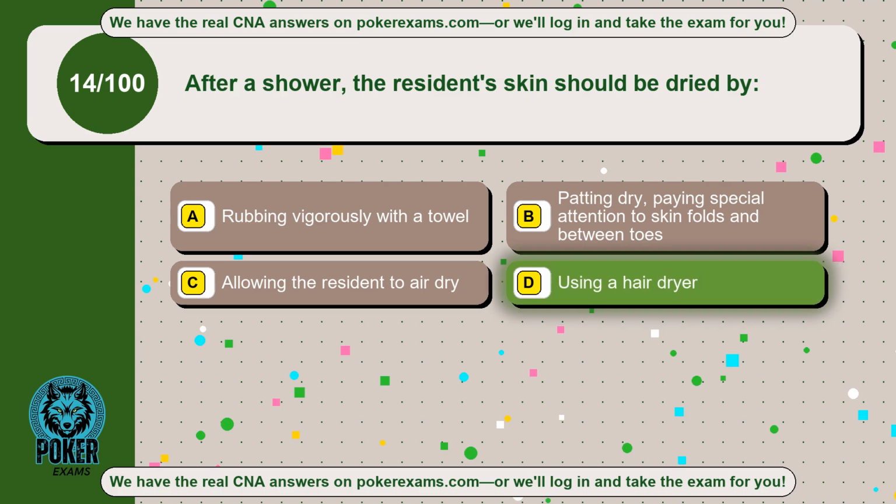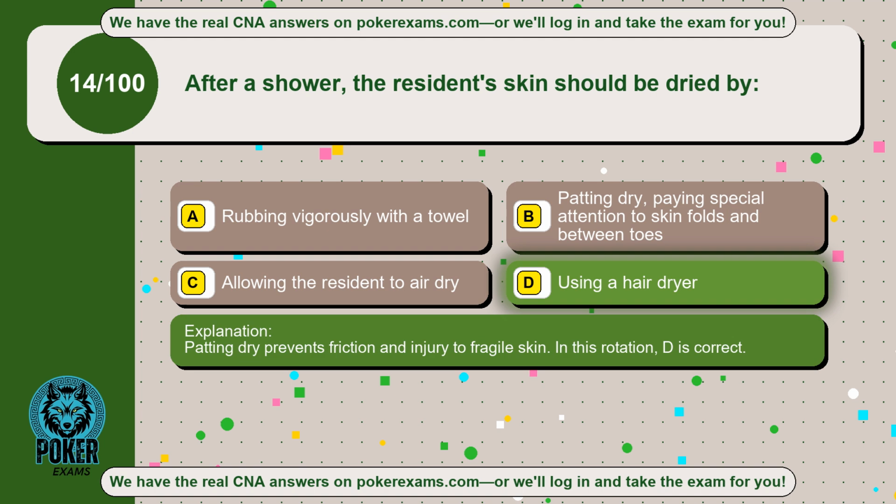The correct answer is option D, using a hair dryer. Patting dry prevents friction and injury to fragile skin. In this rotation, D is correct.